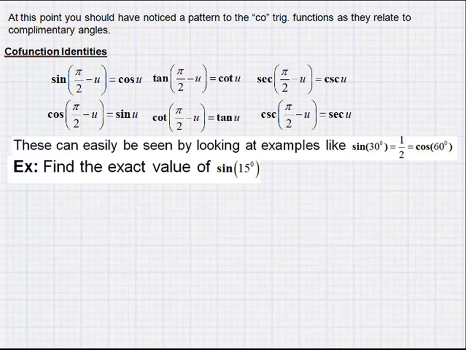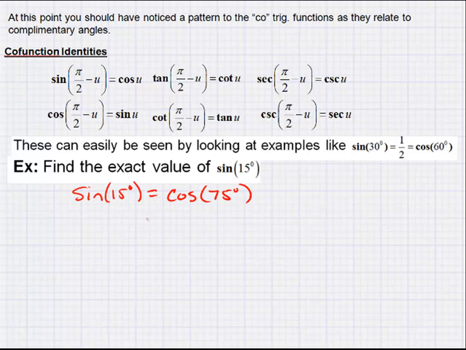So what do we know? We know that sine of 15 degrees is equal to the cosine of its complement. Well, the complement of 15 degrees, what do I add to 15 degrees to get 90? That would be 75. So sine of 15 degrees equals the cosine of 75 degrees.